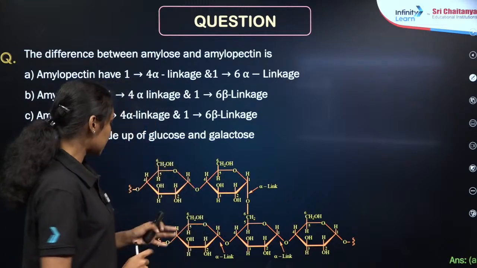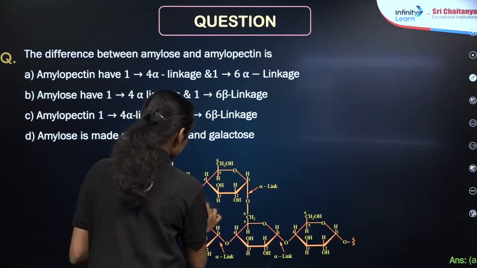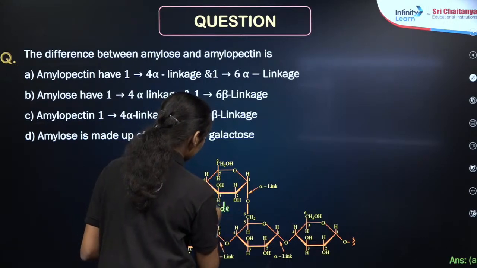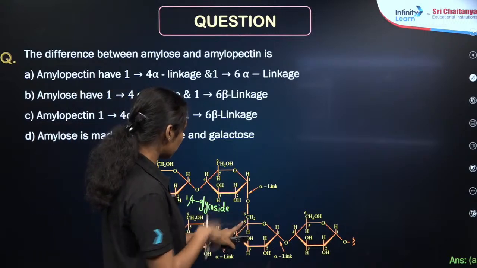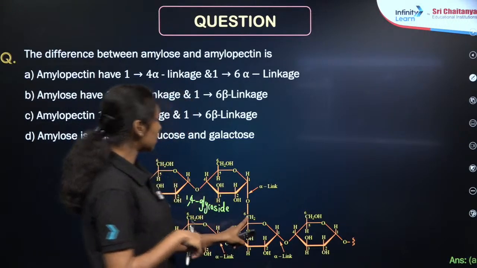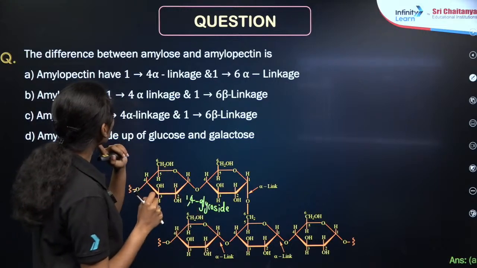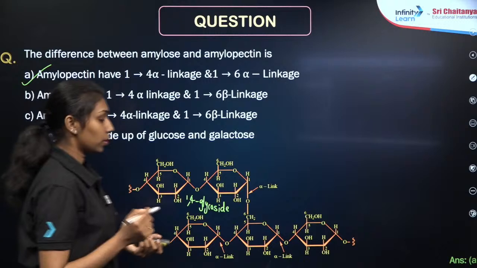So here you can see this is the structure of amylopectin. You can see that there is a 1,4-glycosidic linkage, right? There is a 1,4-glycosidic linkage in between the alpha D glucose, and again a 1,6 alpha linkage in between the alpha D glucose, which means that amylopectin is the branched chain containing 1,4 alpha linkage and 1,6 alpha linkage. So option A will be the correct answer here.